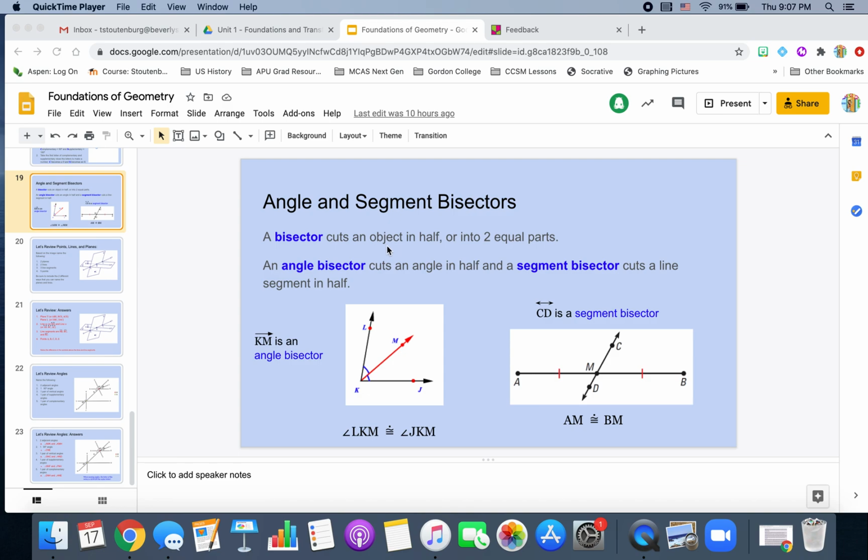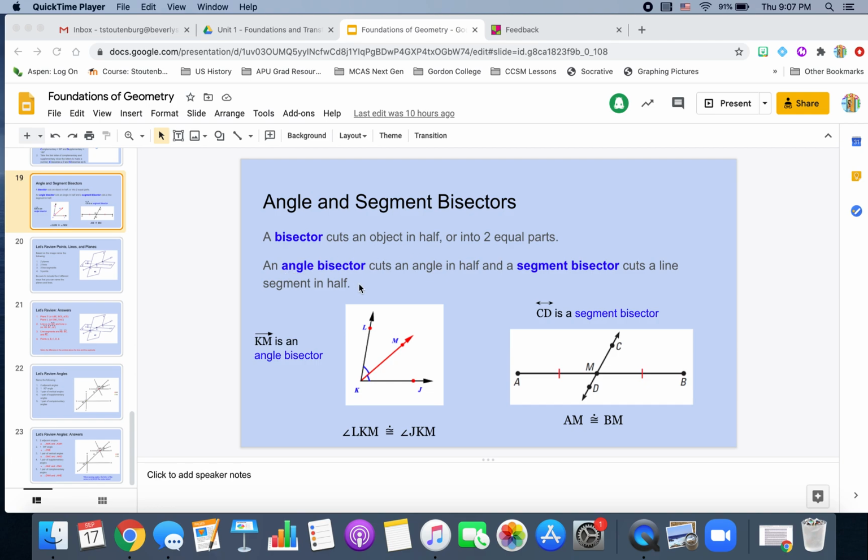If you remember earlier in the slideshow, I talked about a midpoint. Midpoint does the exact same thing, where the midpoint is the center of a line segment and cuts it into two smaller equal parts. So a bisector does the same thing.